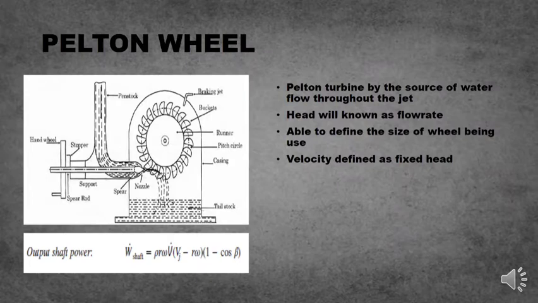So the water will flow out from the jet, and there is a spear with which we can adjust the area of the water flowing through this jet and push the bucket. And this is the casing. We can also define from the equation and get the size of the bucket.